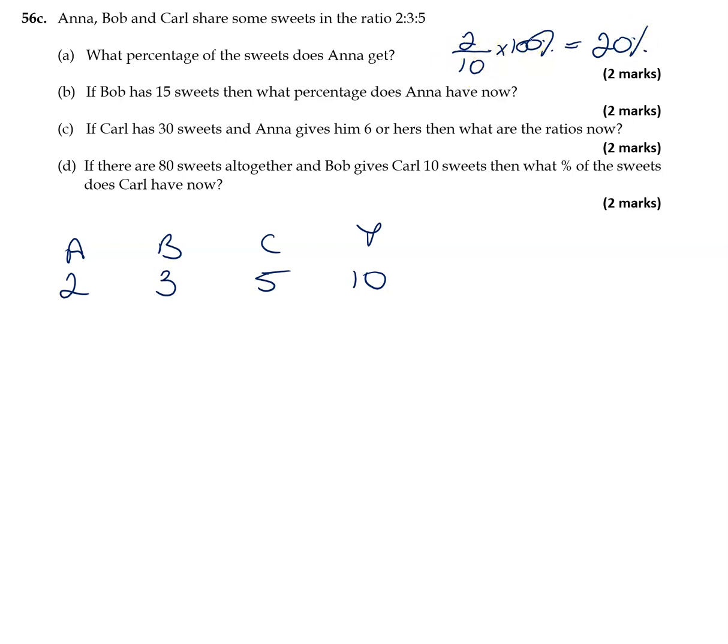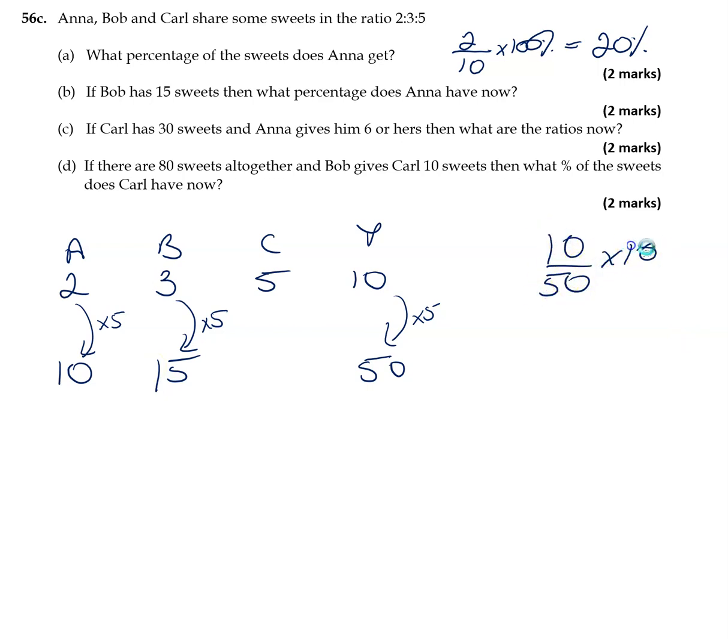If Bob had 15, so say Bob had 15, then what percentage does Anna have now? Well, we could work this out, and I will work it out. So we've got times by 5 here, 5 lots. That's also times by 5, also times by 5. So Anna has 10 out of 50 times 100, also 20%.